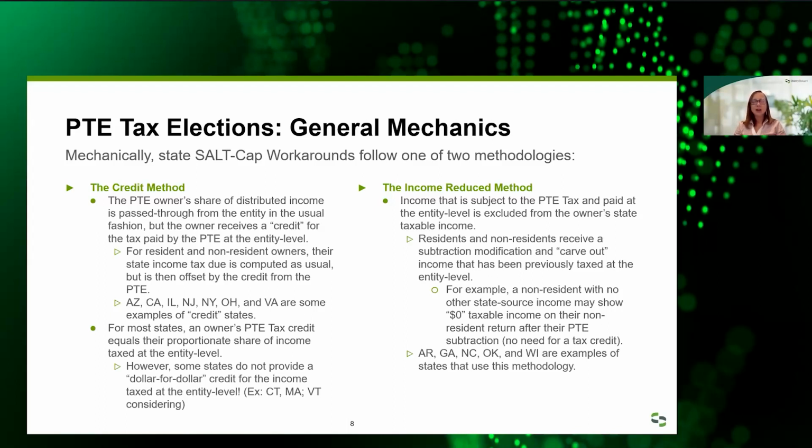So states differ with that. Some states have a credit method where the tax is computed at the individual level again, but then they get a credit for the tax paid at the pass-through entity. Other states follow an income reduction method where they start with that federal AGI, but if there was income taxed at the pass-through entity level, they can remove that income. So it's an income deduction as opposed to a credit. So we have some examples of states that each follow different methodologies.